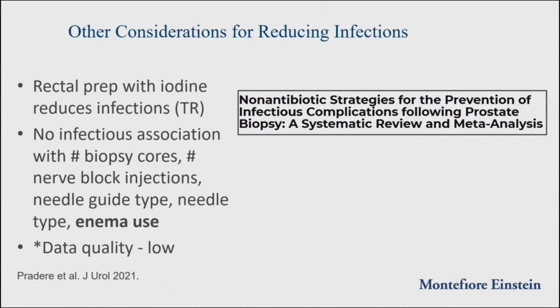Other considerations for reducing infections. This is a systematic review and meta-analysis that looked at other things that you may do to reduce your infectious risks afterwards. There is some data to support doing a rectal prep with iodine beforehand for transrectal biopsies. There is no data to support an association with infection with the number of cores you take, the number of nerve block injections that you give, the needle type, the needle guide, or the use of an enema. But I will say that the overall data quality from this meta-analysis was reported as quite low.